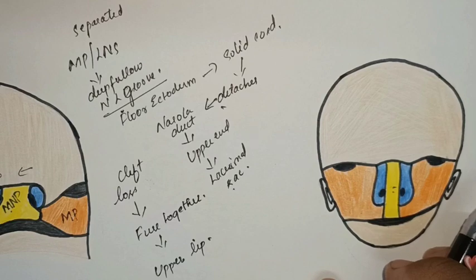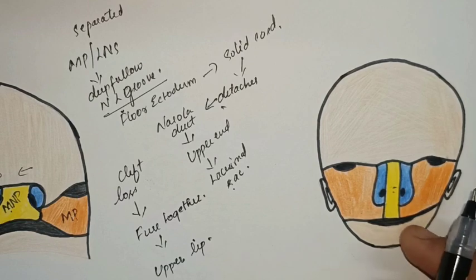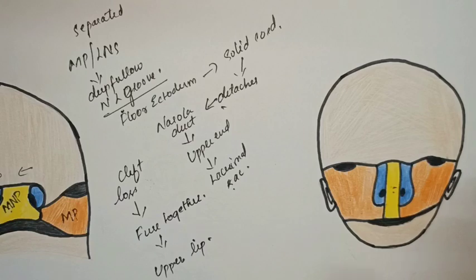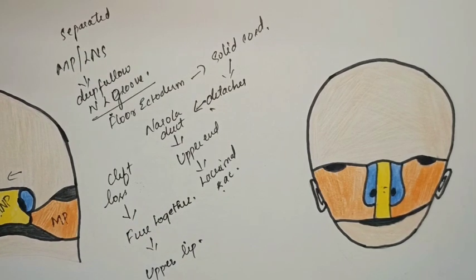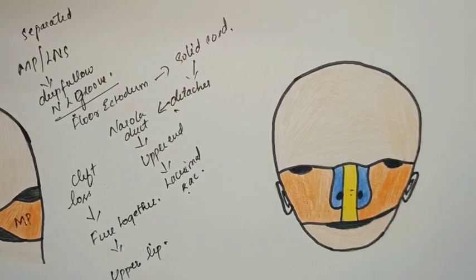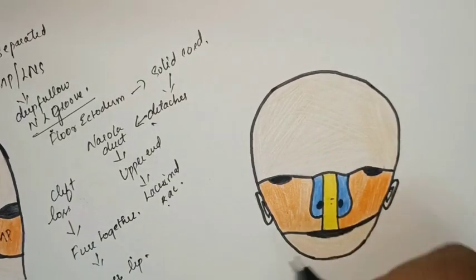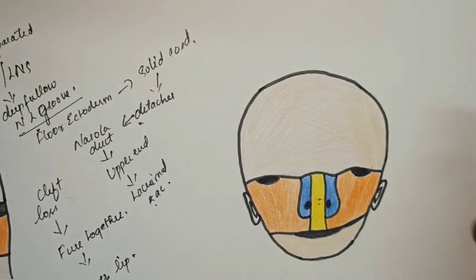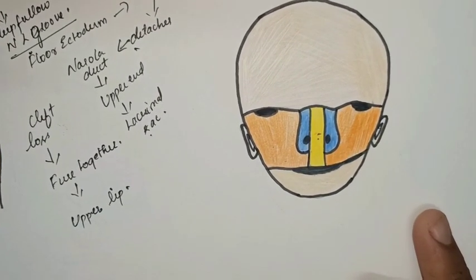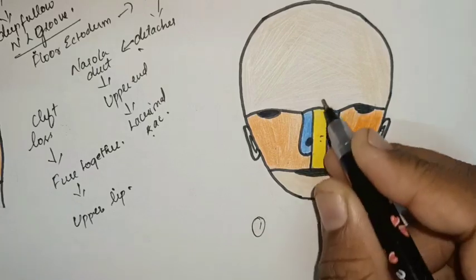Okay, so this is your entire formation of the face. So in the formation of the face itself, we are dealing with the nose also, right? This nose is mainly made up of 5 facial prominences. Okay, 5 facial prominences are needed for the formation of the nose. What are they? Let's see.